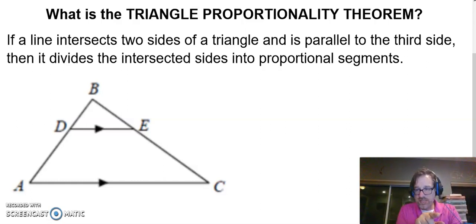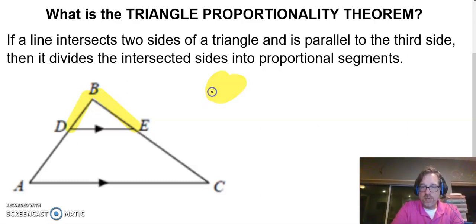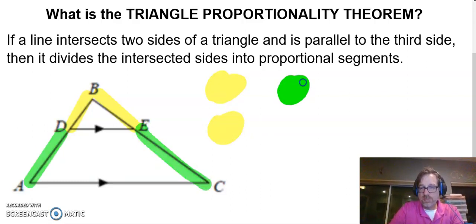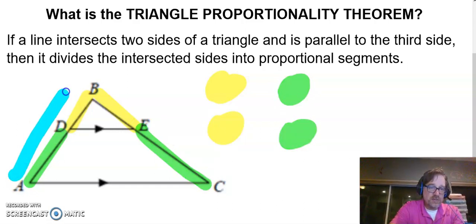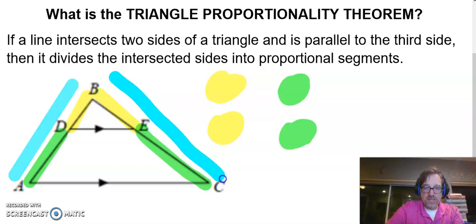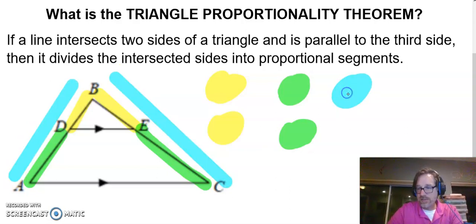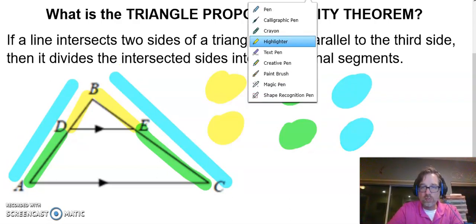So what we're going to do is take this diagram and make fractions. Now, the way it works is these two sides go together. I am going to do yellow over yellow. And then the bottom two sides go together. So I'm going to do green over green. And then the entire left side and the entire right side go together. So we're going to do blue over blue.